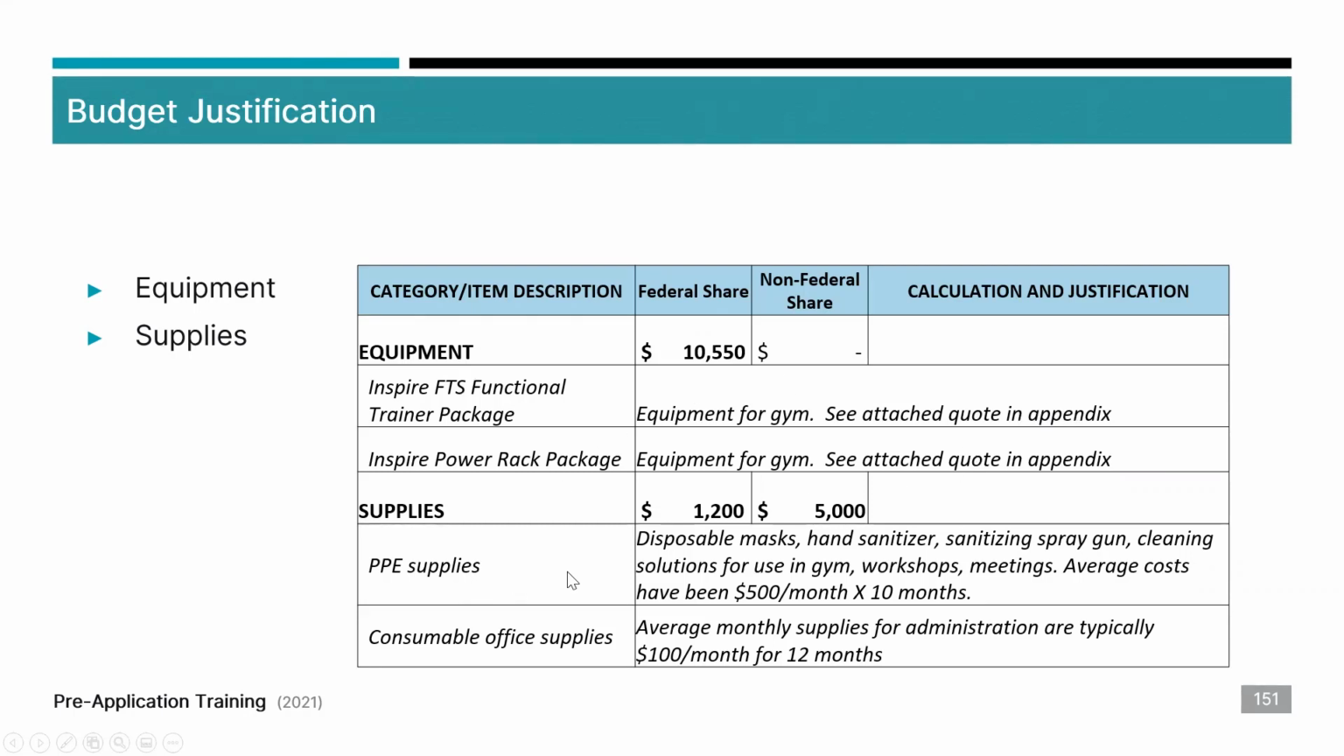The supplies, the PPE supplies, include disposable masks, hand sanitizers, sanitizing spray gun, cleaning solutions for use in the gym, workshops, and meetings. Average costs have been estimated at $500 a month for 10 months. So it is included. That's why they requested $5,000, or they're going to provide $5,000 as part of their non-federal share. The consumable office supplies are just typical office supplies for administration. They have a typical cost of $100 a month for 12 months. So they have that $1,200 request.